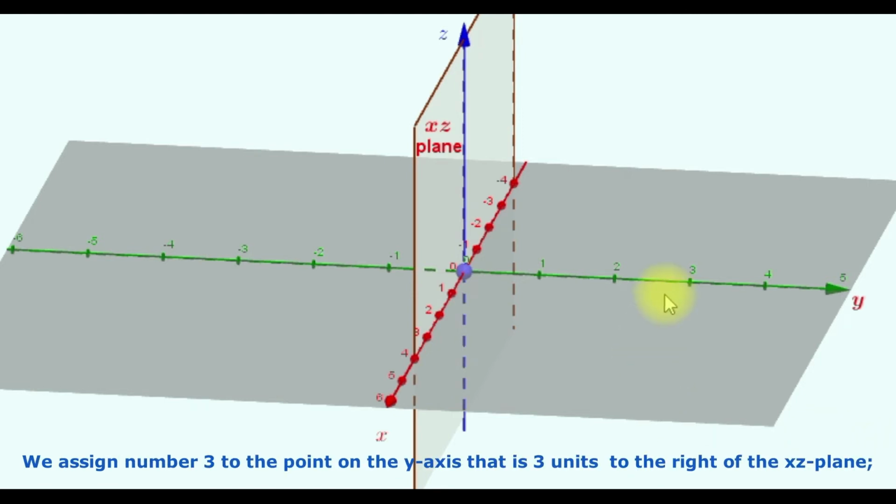For example, we assign the number 3 to the point on the y-axis that is 3 units to the right of the xz plane. The number negative b is assigned to the point on the y-axis that is b units to the left of the xz plane. For example, we assign the number negative 3 to the point on the y-axis that is 3 units to the left of the xz plane.